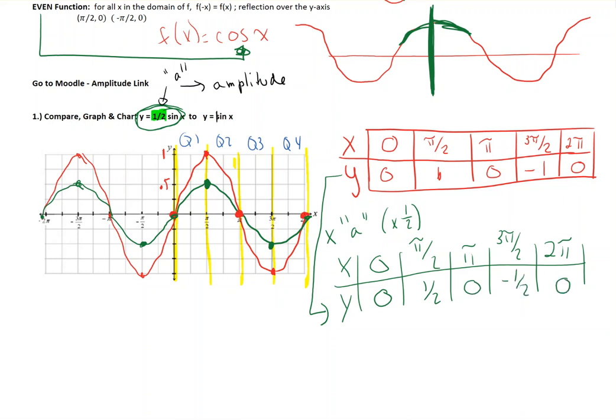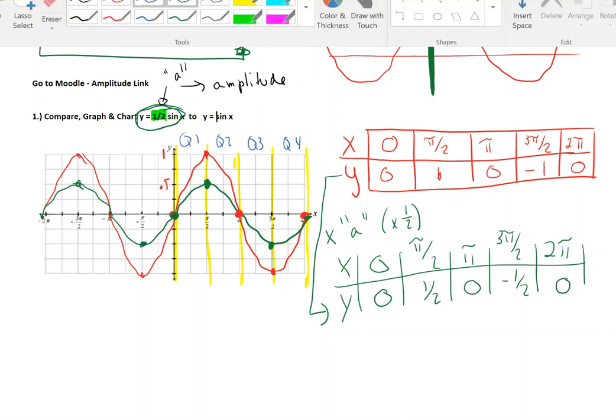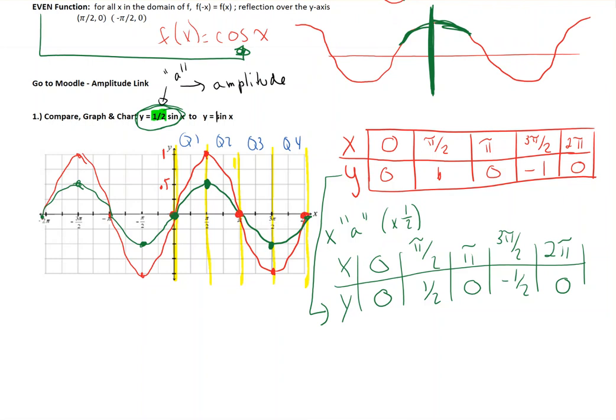And if I were to plot these, 0, 0, right there. Use a different pen. Then pi over 2, 1/2, that's right there. Pi, 0, that's right there. 3 pi over 2, that's negative 1/2. And then finally 2 pi, that's 0. And then I just connect them. So for right now, when you're doing this, I would like to see the charts along with you getting used to plotting the graphs.